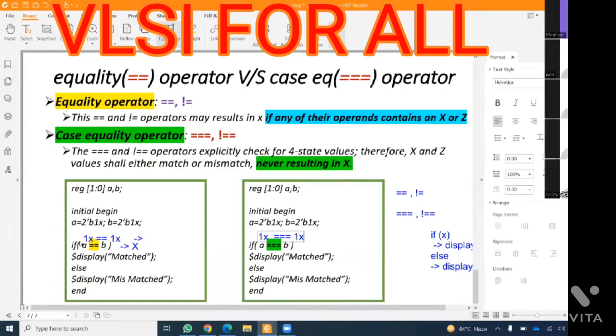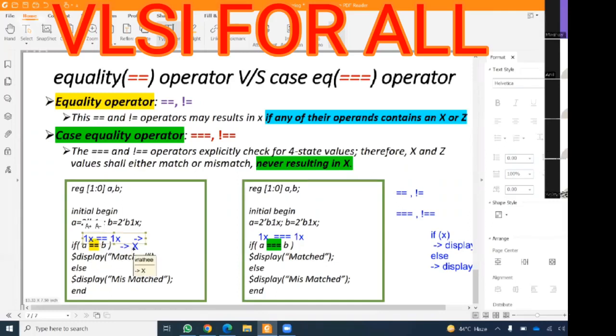So was the confusion in this case that the operator says, okay, this is X, so should I consider this X as 1 or 0? That is why it returns X. And Verilog introduced one new operator, the case equality operator, for such scenarios. Now let me ask a few questions here.